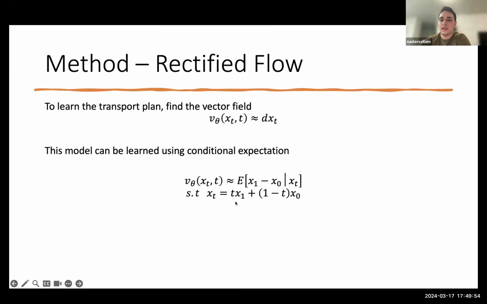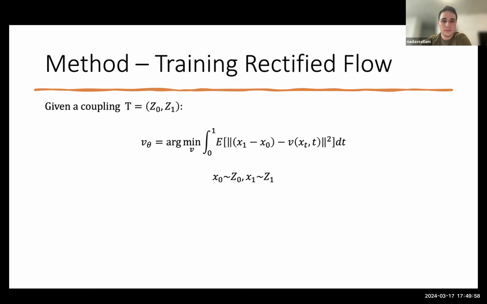Assuming that xt is the linear interpolation between the two, and the two are in the transport plan we want to learn, then given a coupling, we would learn the vector field by minimizing this very simple loss function. It's the integral over all the values of t, and the expectation over all the pairs x0 and x1 that are in the coupling. We would just take the L2 norm of x1 minus x0 minus the vector field at xt and t.